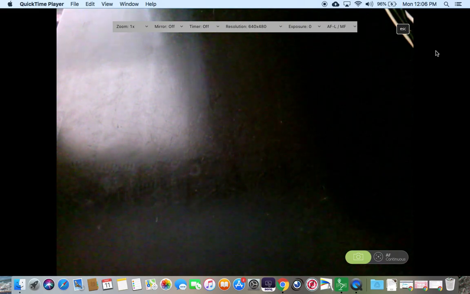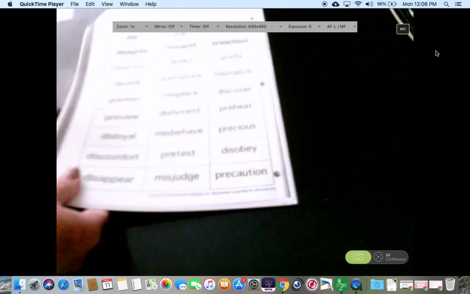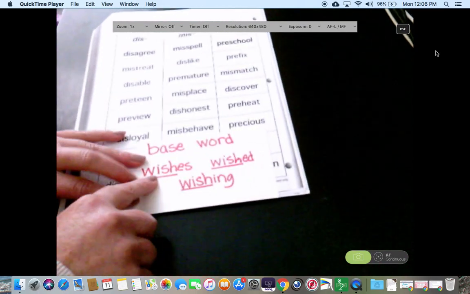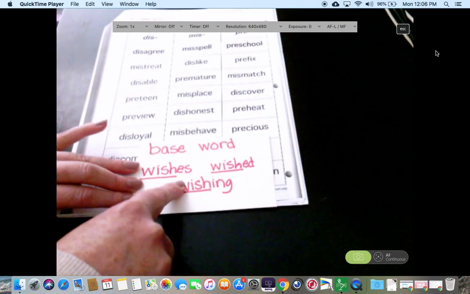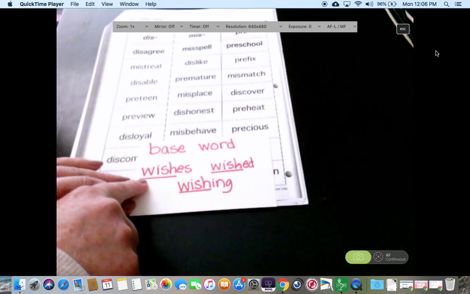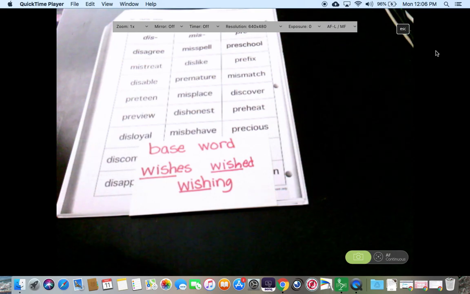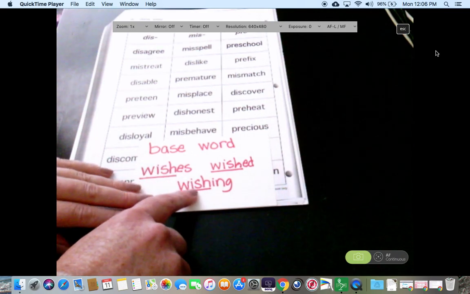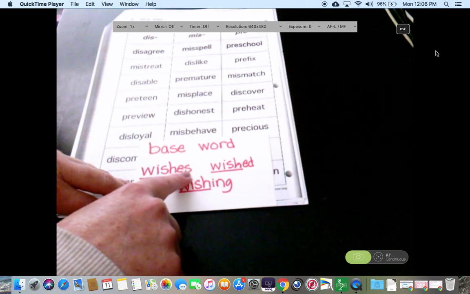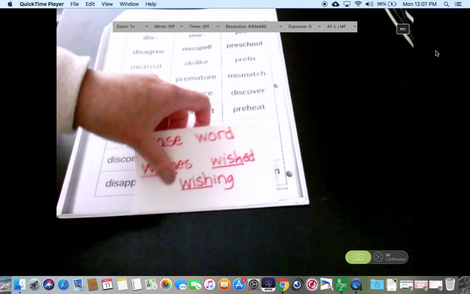All right, boys and girls, we have talked before about base words, and knowing that your base word is your main word. Then you might have letters at the beginning or at the end of the word which change the meaning of the word. So for example, a prefix is something that comes before the word. A suffix is what comes at the end of the word.